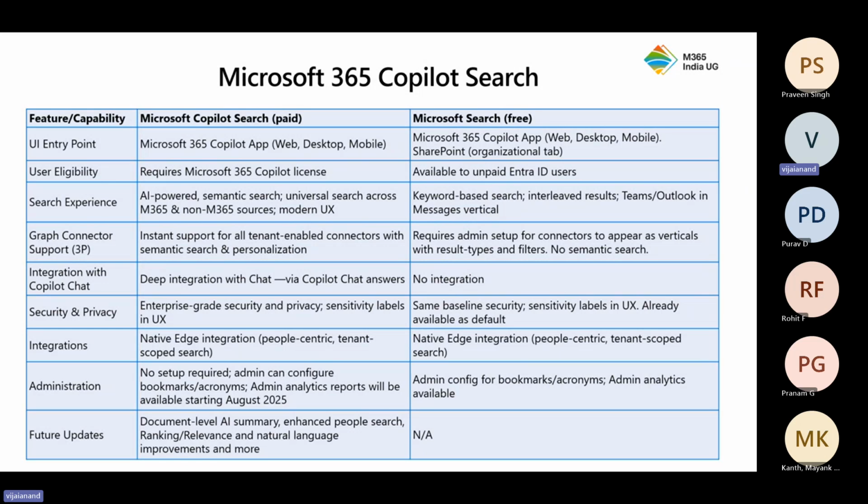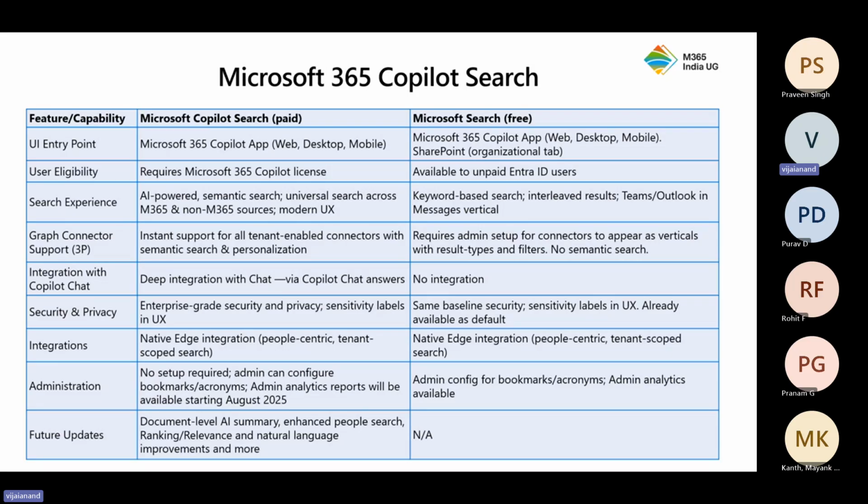And when it comes to the search and experience, you can see here it's an AI powered semantic search, and also you have a modern user experience and everything. And also we see the data sources that it is coming from. When it comes to Microsoft search, it's keyword based, and you will be able to retrieve the results from the Microsoft apps, basically with the help of Microsoft Graph. So these are some of the differences between the Copilot search and Microsoft search.